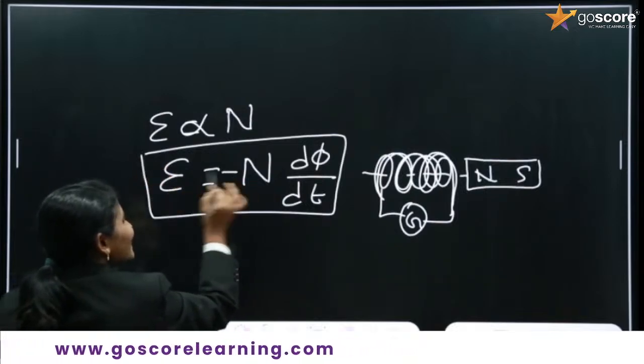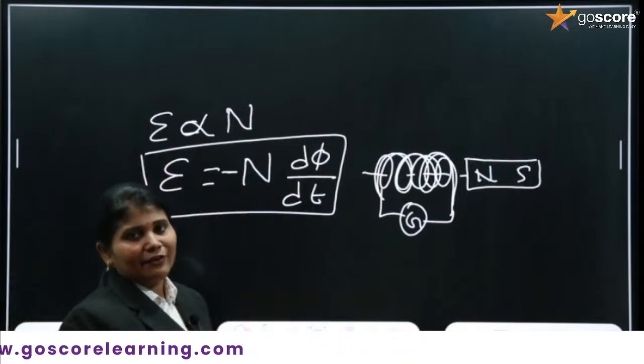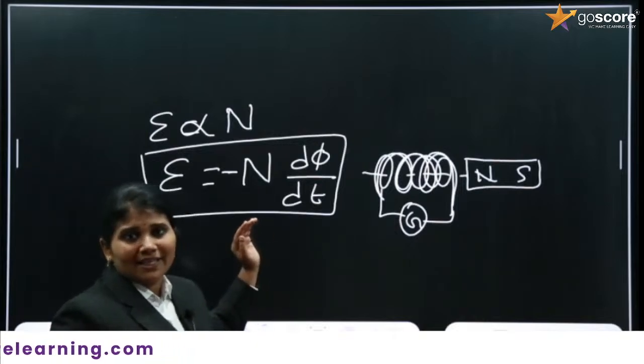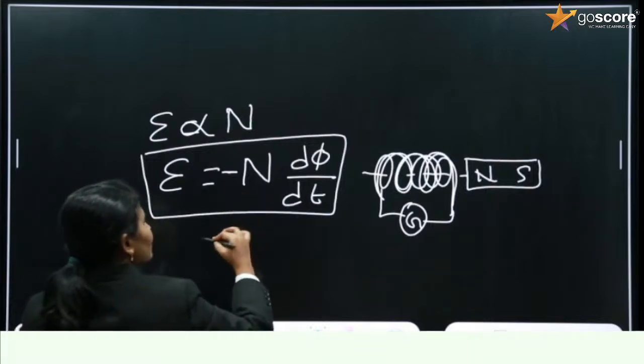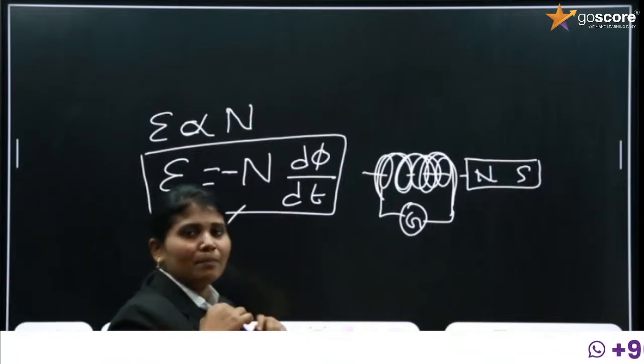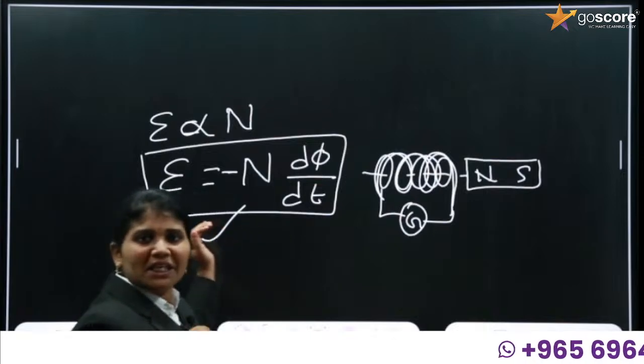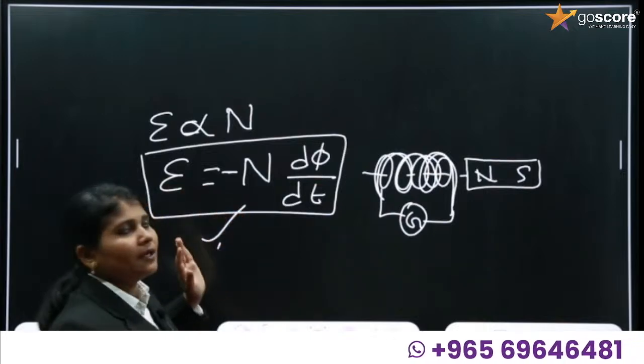But here it is minus N d phi by dt. Why are we taking minus? Why are we taking negative here? This topic I will discuss in part 2.